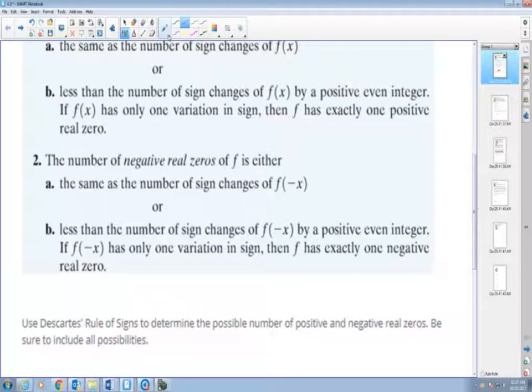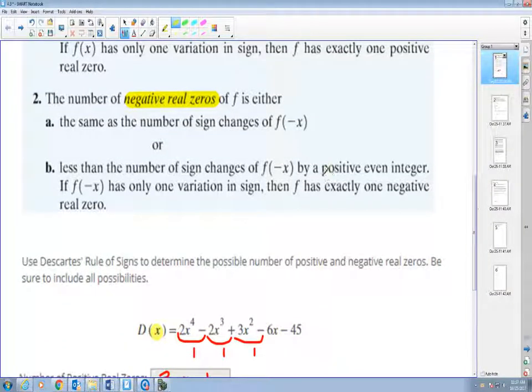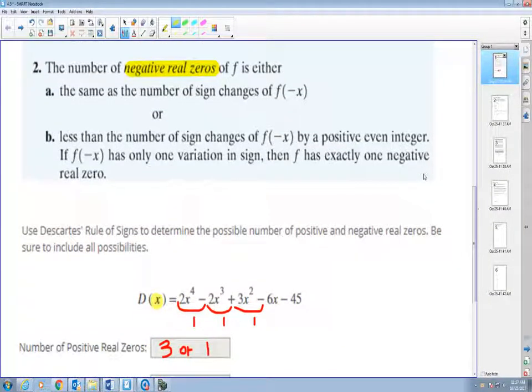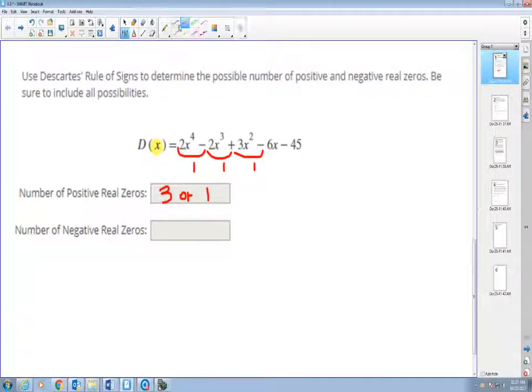Now the number of negative real zeros of my function is either going to be the same as the number of sign changes of f of negative x. So this time I'm going to substitute negative x into my function. Or it can be less than the number of sign changes by a positive even integer again. If it only has one variation in sign, it only has 1 negative real zero. So the next step we do is substitute negative x into my function.